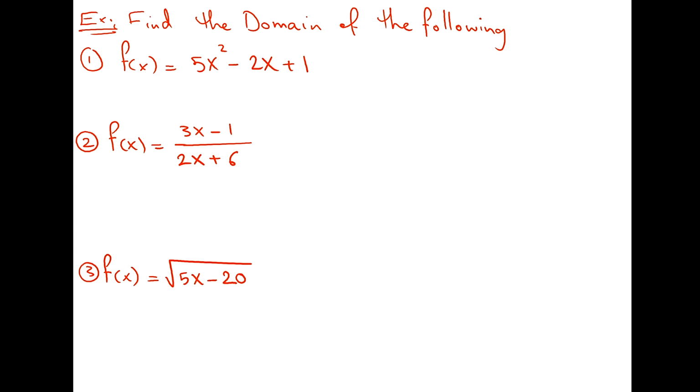Polynomial means the exponents of x are positive integers. So the domain directly is R, any real number. What is the meaning of domain? Domain is the values of x we can substitute in f of x. What values can we substitute in f of x? R, meaning any numbers.